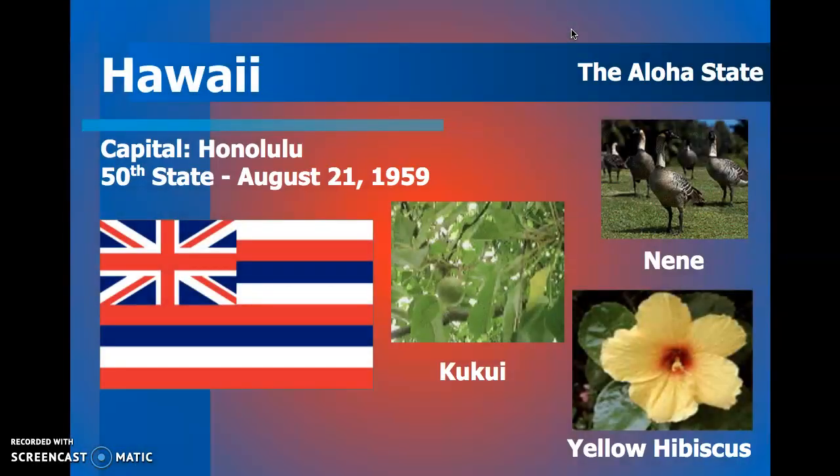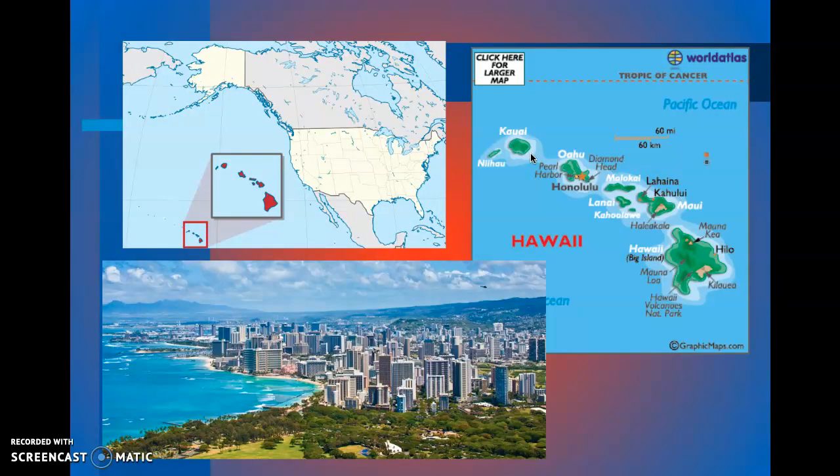Hawaii. The Aloha State. Capital is Honolulu. It's the 50th state. Became a state on August 24th, 1959. You see it pays homage to its British colonialism here with the Union Jack as part of the flag, which makes it very hard to look at. State tree is a kukui. State flower is a yellow hibiscus. And the state bird is the nene. I think it's pronounced nene. It could be nini or the neen, but nene sounds cooler.